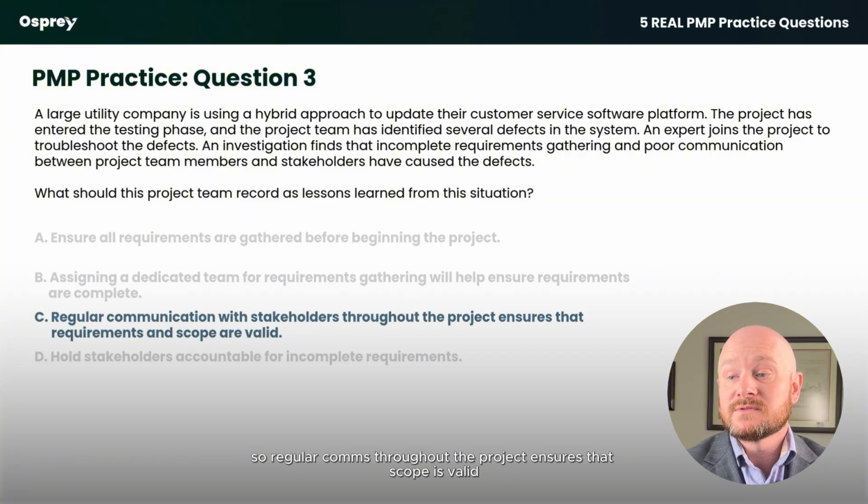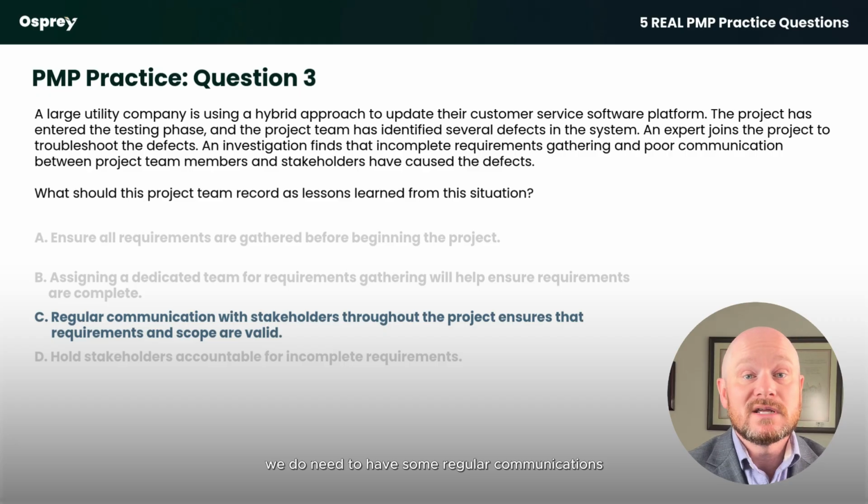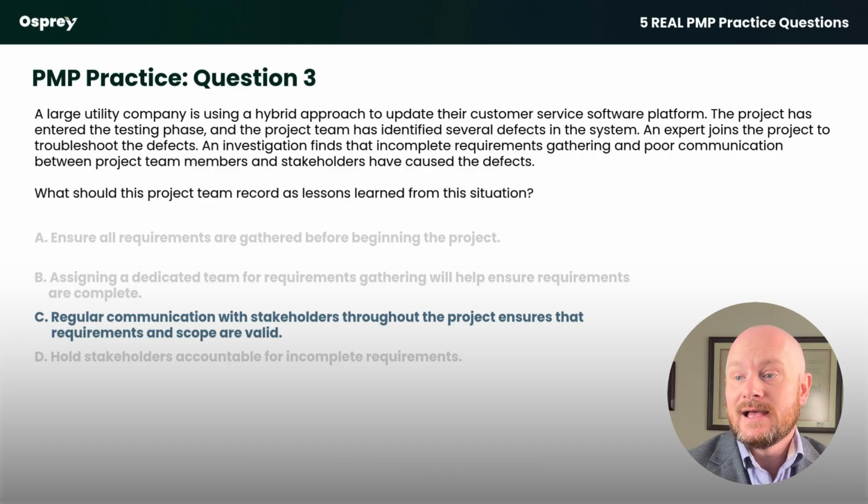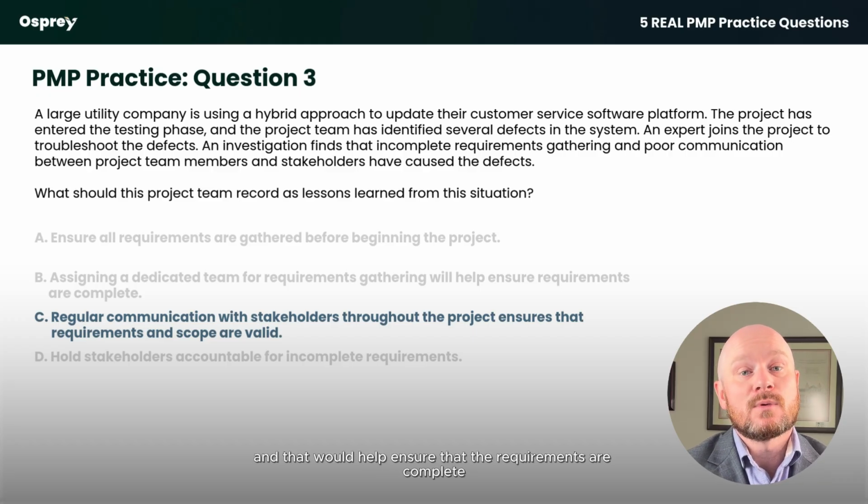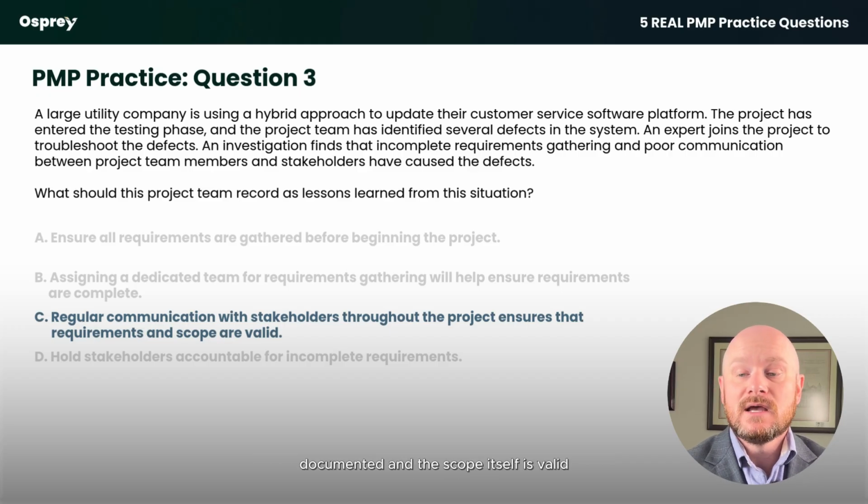So regular comms throughout the project ensures that scope is valid. Because we're using a hybrid approach, we do need to have some regular communications. Good communications with stakeholders is key to any project success, and that would help ensure that the requirements are complete, documented, and the scope itself is valid. So C is the most fulsome answer here.